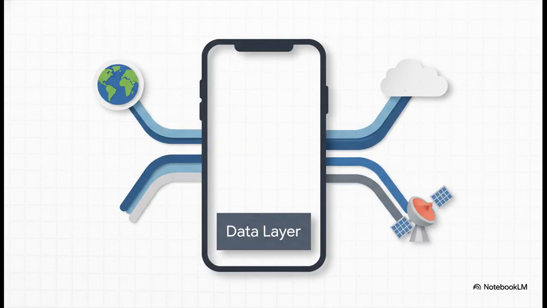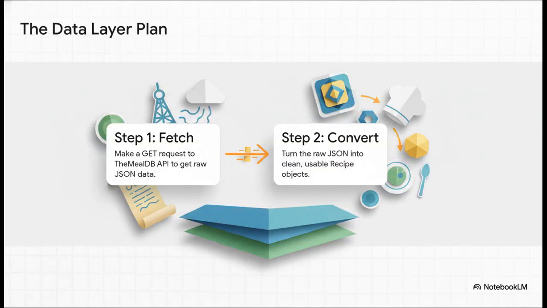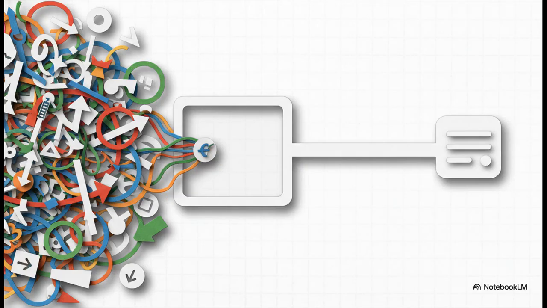Okay, first things first, let's dig into the data layer, which connects our app to the outside world. It's a pretty simple two-step plan. Grab that raw data, then clean it up into a neat recipe object. Think of it as the gatekeeper. It handles all the messy API stuff so our app stays tidy.